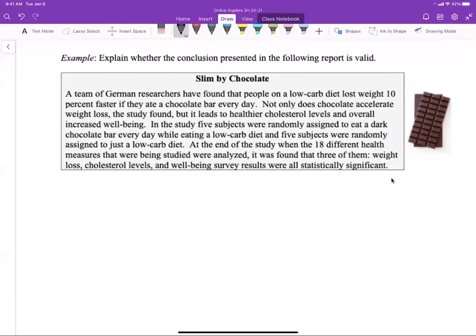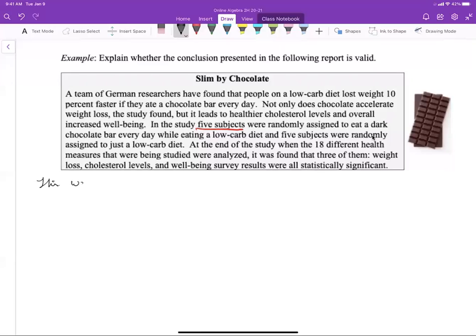At the end of the study, when the 18 different health measures that were being studied were analyzed, it was found that 3 of them, weight loss, cholesterol level, and well-being, were all statistically significant. Okay, so the first thing that should stand out is a very low sample size. This was a very small study. So within any sample size, there's going to be variability. So how do we know that the data that they collected was not from random variability or from sample variability, and we could have results that are just part of normal variability? We can't make a claim per se from that.